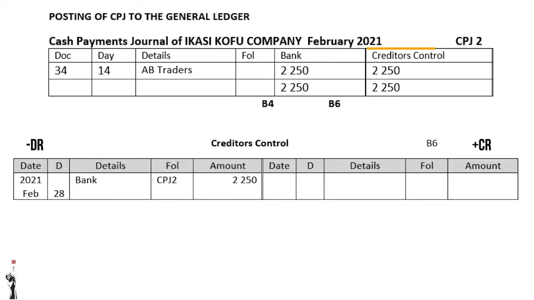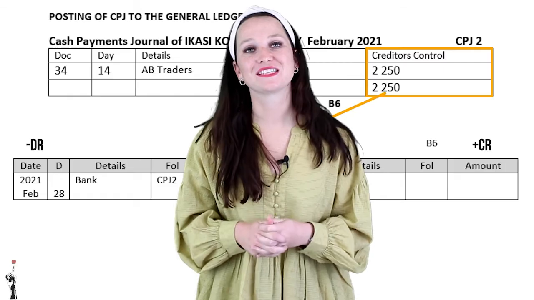Creditors control is debited with the amount of 2,250 Rand because the creditors are a liability and decrease on the debit side. Okay, so let's summarize this lesson.